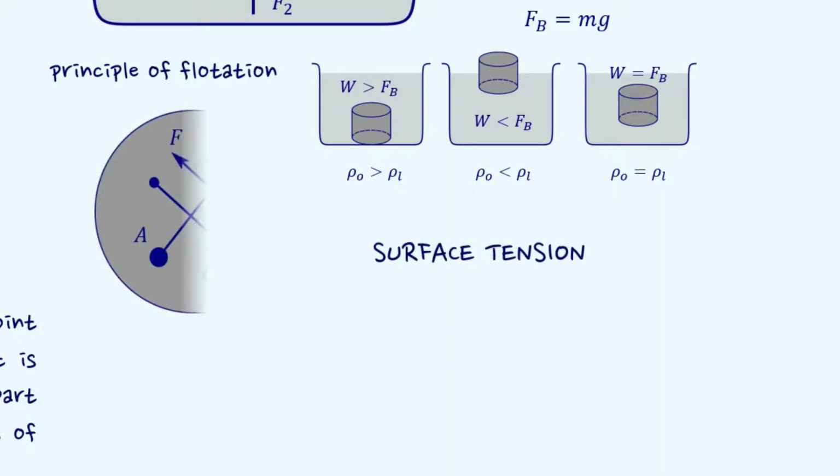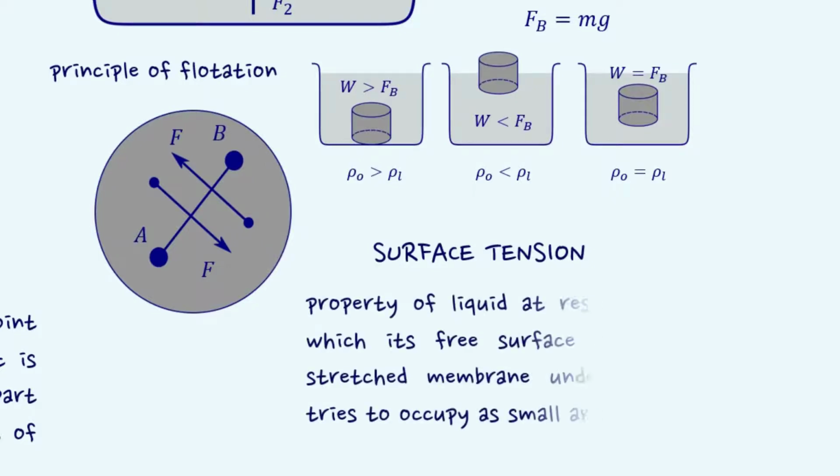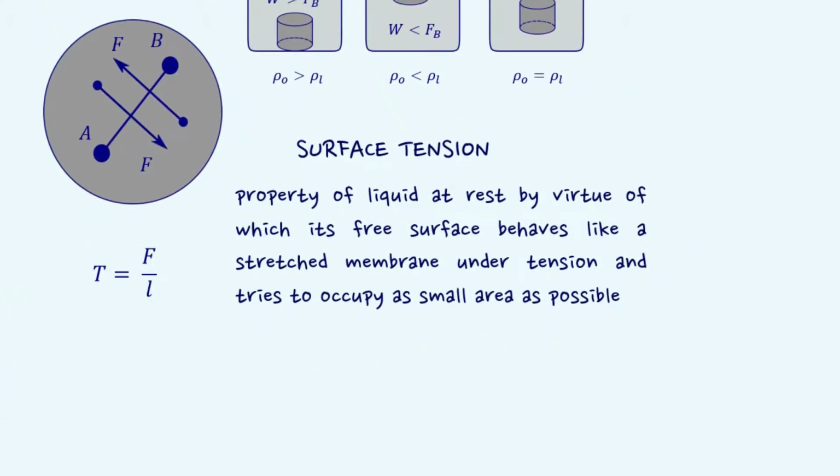Next, we have surface tension. Surface tension is the property of liquid by virtue of which its free surface behaves like a stretched membrane under tension and tries to occupy area as small as possible. Surface tension of a liquid is measured as the force per unit length in the plane of the liquid surface acting at right angles on each side of the imaginary line drawn on the liquid surface, that is T equal to F by L.